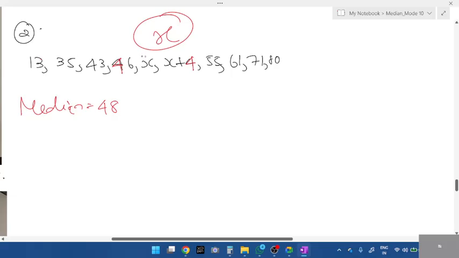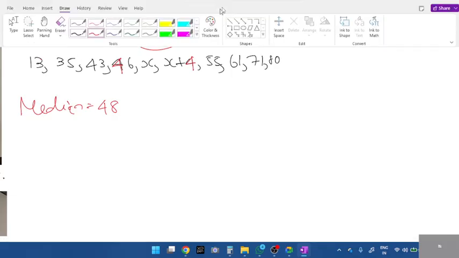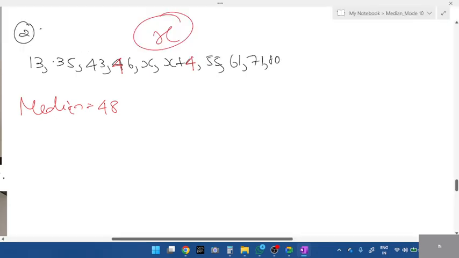There are only single values given here. First count the number of terms. How many terms are there? N is equal to 10. Is 10 even or odd? Even. So what's the formula for the median? If n is even, one by two for an even number.